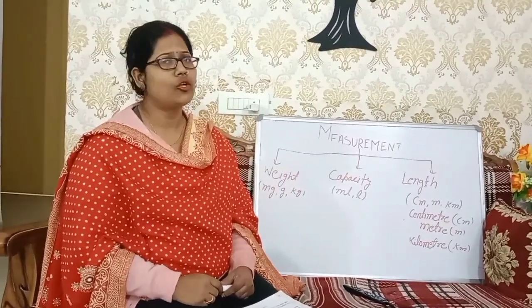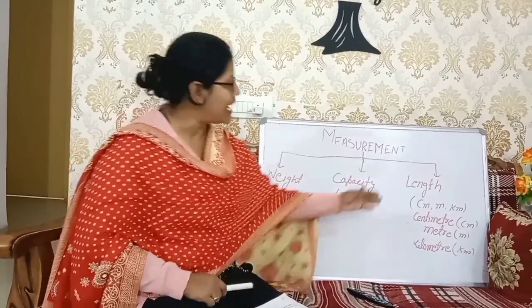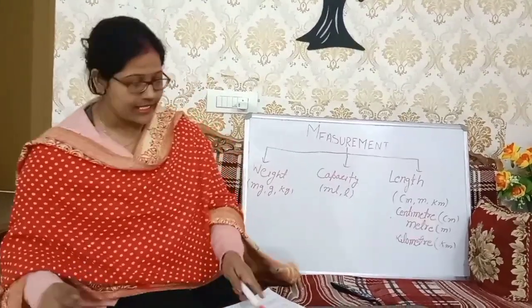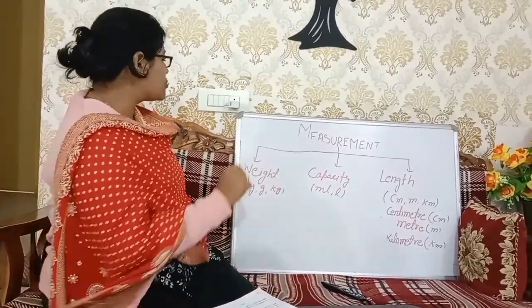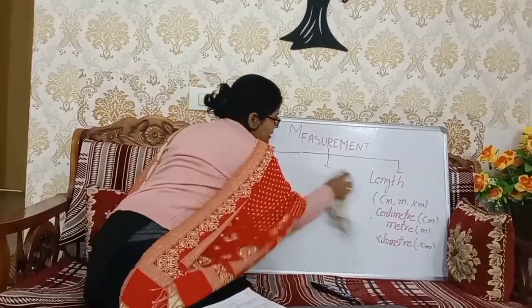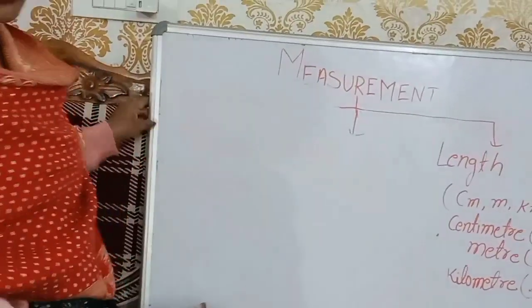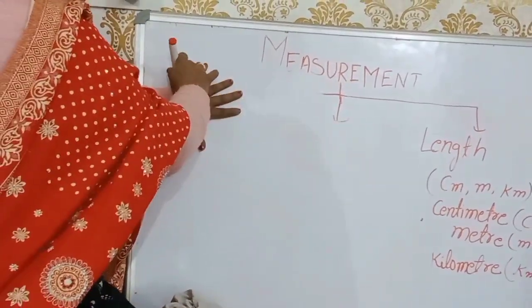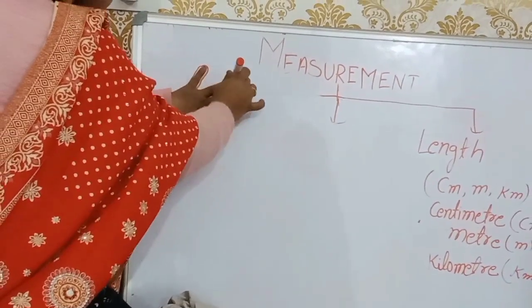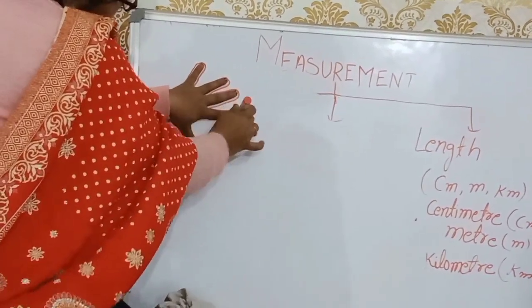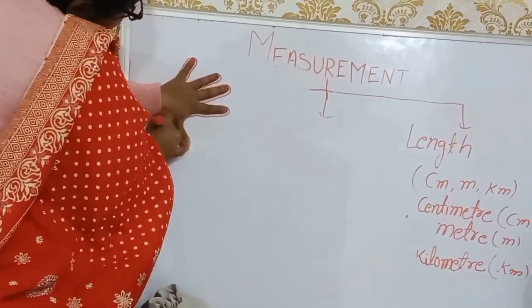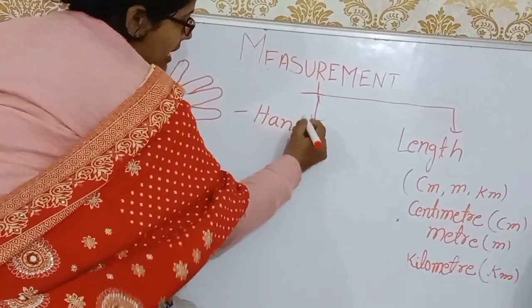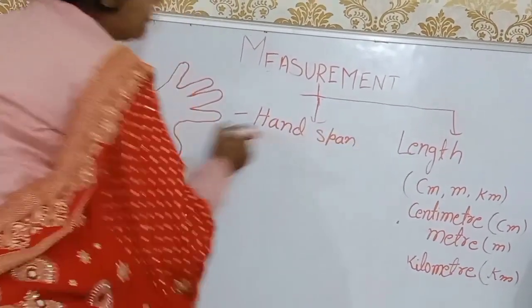Earlier, when there were no units in use like centimeter, meter and kilometer, जब ये unit नहीं थे, then learn how the people used to measure different lengths. Earlier, when there were no units, people used this, which is called hand span. Okay, let's learn what hand span is. Hand span क्या होता है?